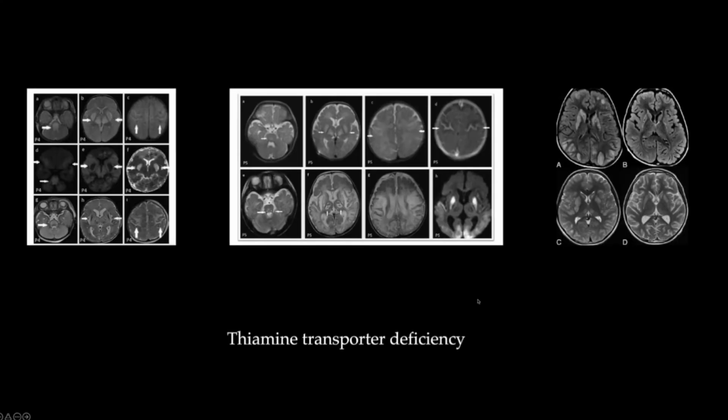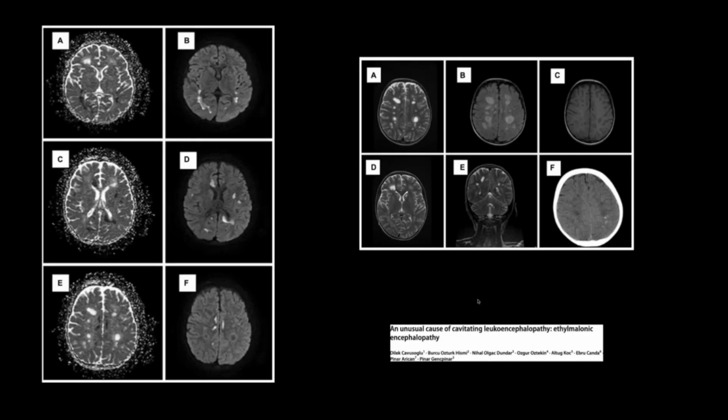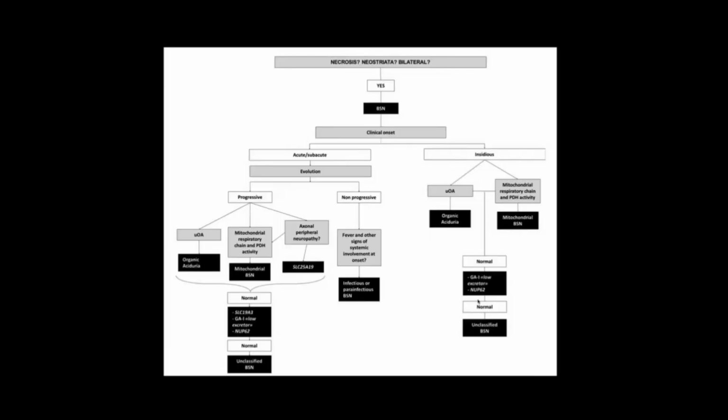So at this point, thinking of a metabolic disorder, possible thiamine transporter deficiency with the involvement of dorsal striatum, brainstem, and the thalamic changes. And also a mitochondrial possibility based on the striatal abnormalities is what we're thinking. So organic acidurias, mitochondrial disorders, and thiamine transporter deficiency is what I thought on imaging at least.